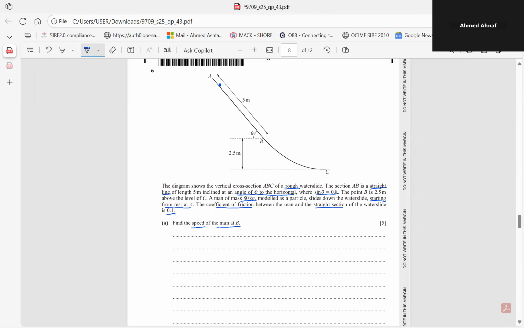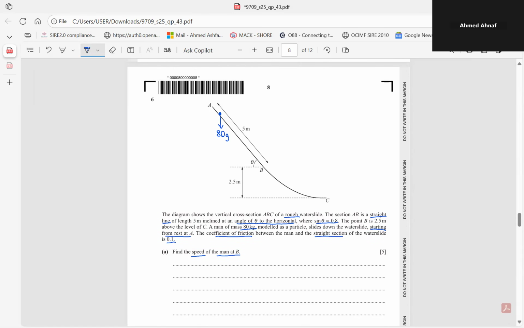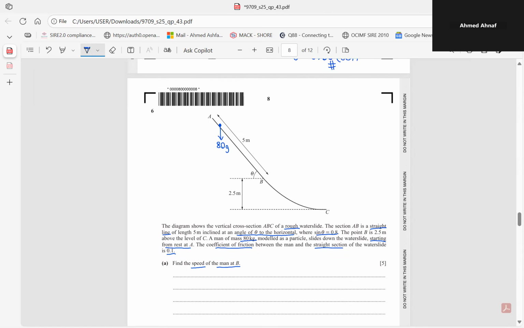Obviously the weight would be acting. The man is 80 kg, so the weight is 80g. All right, what else? As I was saying before, there's going to be friction. Friction is acting in this direction. And this would be the normal contact force, we'll call it R.